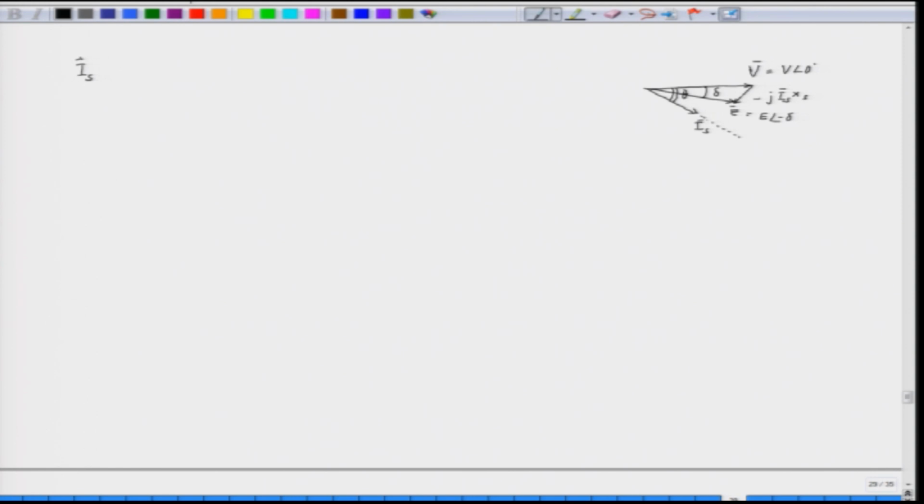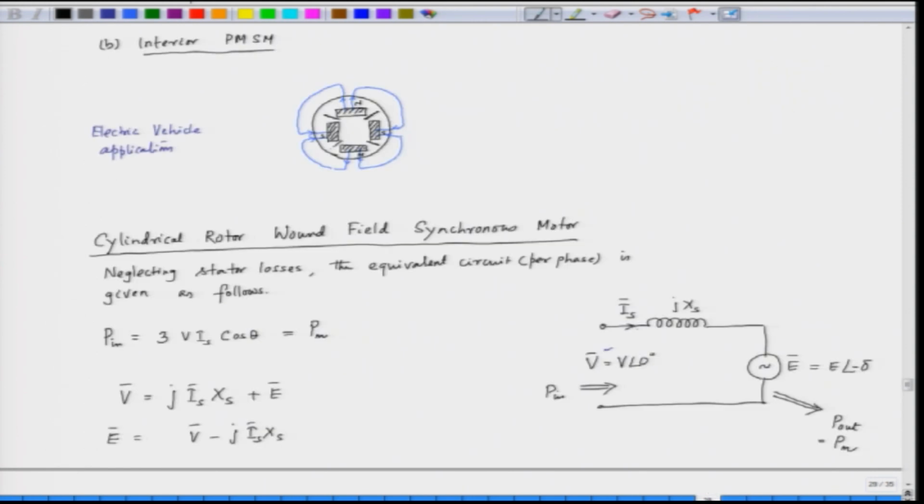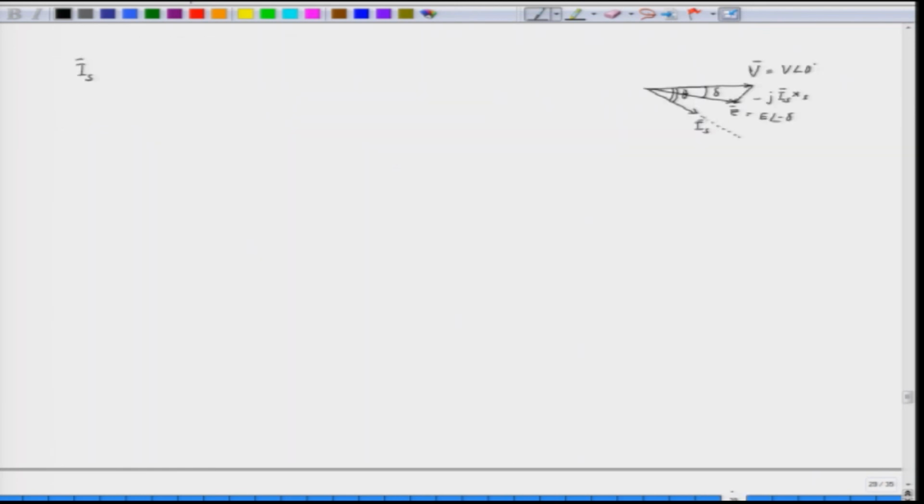I s is the current which is flowing in the circuit. So, what is I s here? I s is nothing but V minus E by j x s. So, applied voltage minus the induced EMF by the reactance gives us the current phasor. So, the current phasor is nothing but applied voltage minus the induced EMF divided by the reactance.